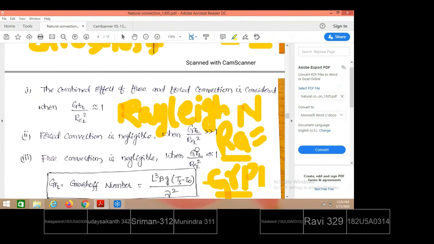Suppose Gr by Re squared is much greater than 1. That means the Grashof number is much greater than the Reynolds number squared, so natural convection is dominating compared to forced convection. We can also say that forced convection is negligible. In some cases Gr by Re squared is much less than 1. It means that the Grashof number is much less compared to the Reynolds number. That means the Reynolds number is dominating, so forced convection is dominating compared to free convection. In that case, free convection is negligible.